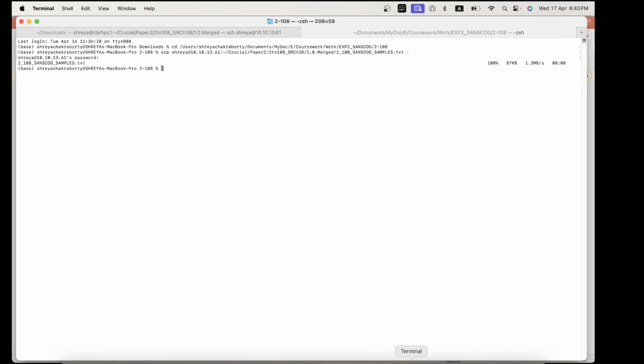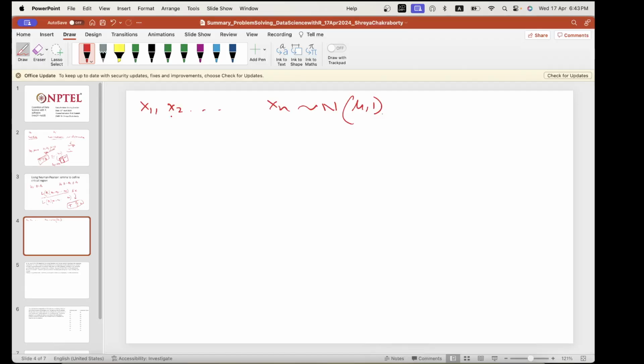Okay. So if all of these follow normal mu1 and I'm going to test mu equal to 5, I'm going to test three hypotheses. H1 will be mu greater than 5, H2 will be mu not equal to 5, and H3 will be mu less than 5. Alright, so by Neyman-Pearson lemma, what do we get?